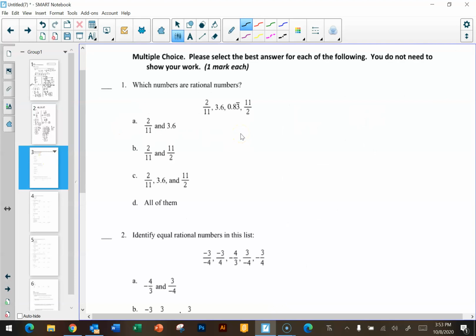Multiple choice. You do not need to show your work on these ones. I will show you how I would approach these, and some of them I would show work just for my own confidence, and others I wouldn't. Which of these are rational numbers?